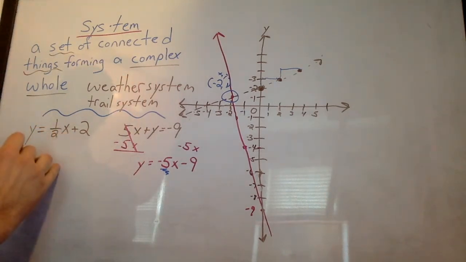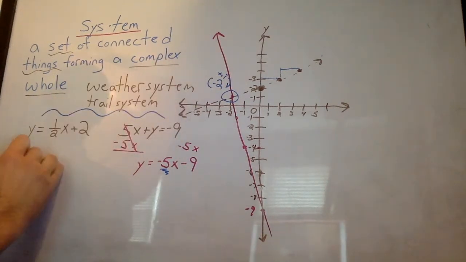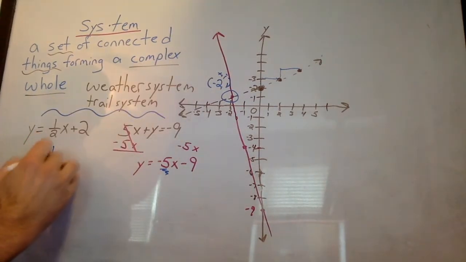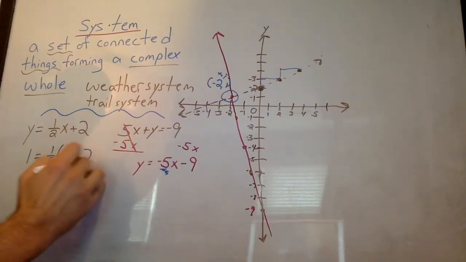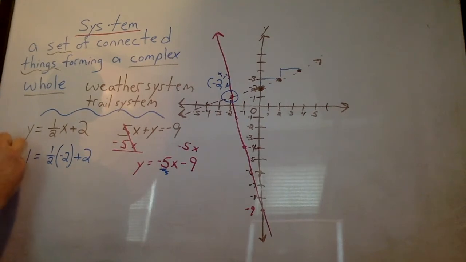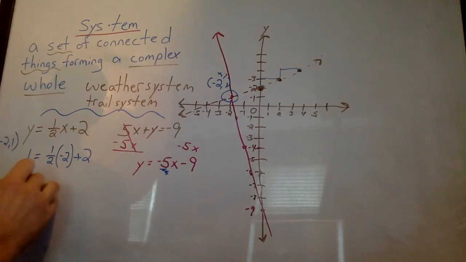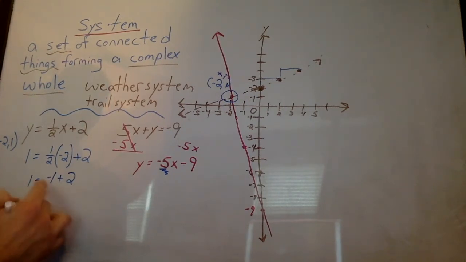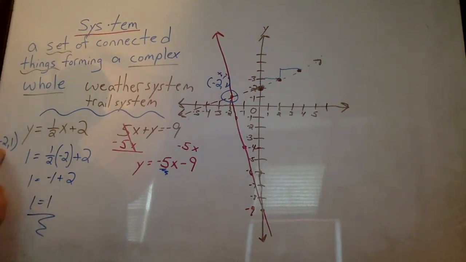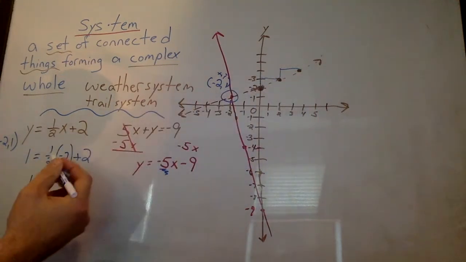Let's try it. So the y value is 1, 1 equals 1/2 times the x value, which was -2, plus 2. I'm going to write it right here. This is the ordered pair I'm working with, -2, 1. Does it fit? Well, 1 equals, what's 1/2 times -2? It's -1. Bring down the plus 2. 1 equals, what's -1 plus 2? It's 1. Does 1 equal 1? Yes. That means that the point -2, 1 belongs on this line.